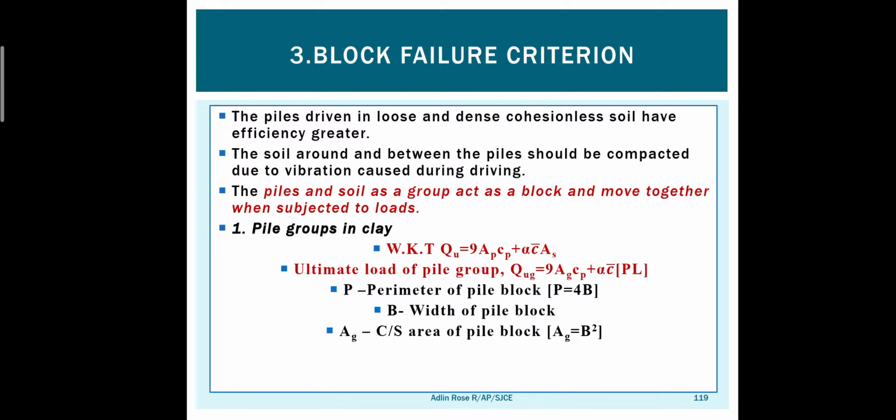Here we are considering the pile group. We consider the piles as a single group. So I said it is going to be a square. So the perimeter of the square is equal to 4b. So 4b into L, that is the pile group capacity. After finding the pile group capacity, we can find the efficiency by using this formula.